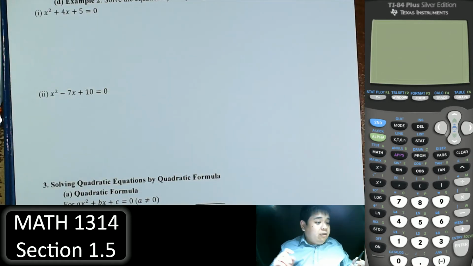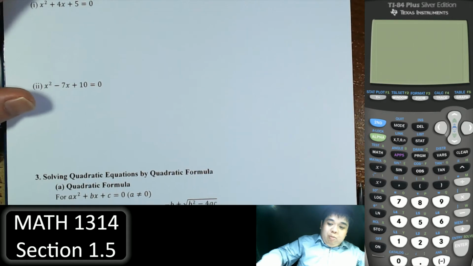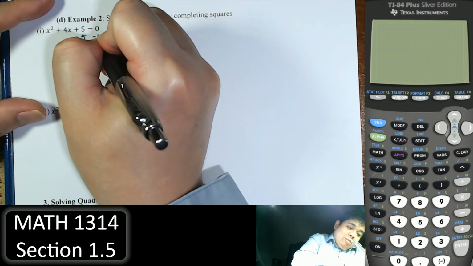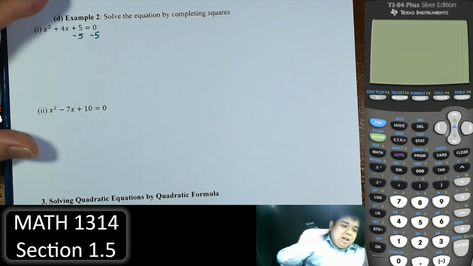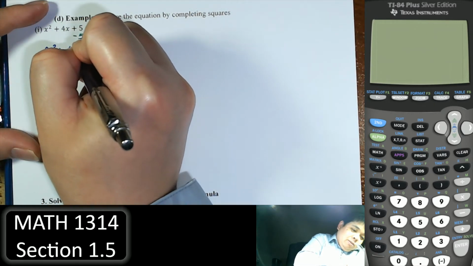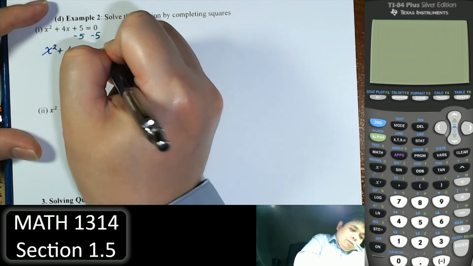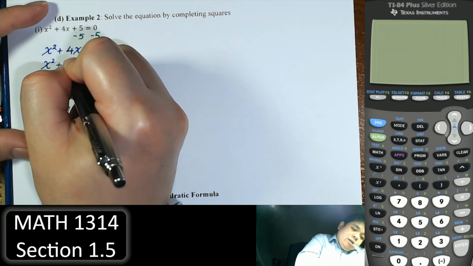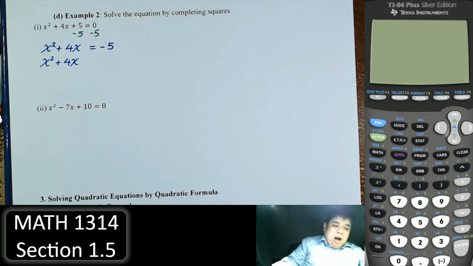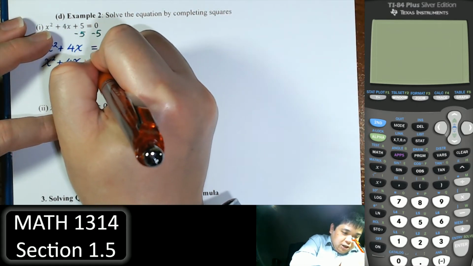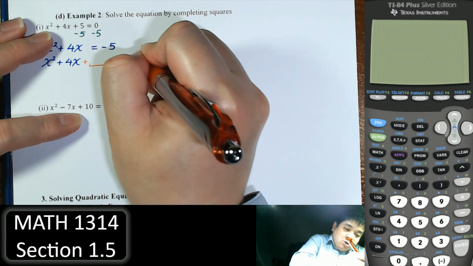Completing the square is different. We just move that number to the other side. That's right. Why we do that, we'll see in a minute. What we do next, we're going to need to add something on both sides to complete a square.